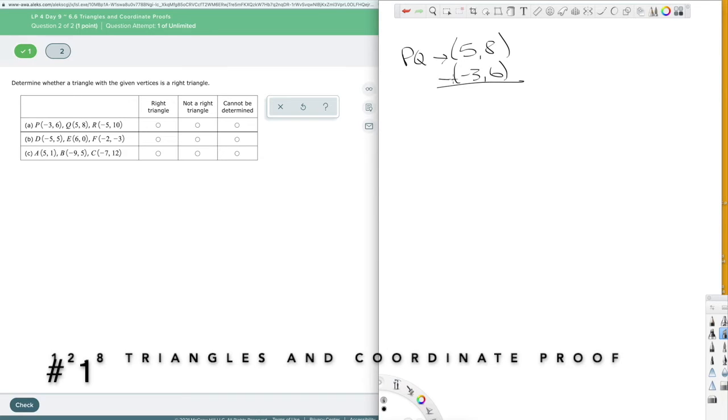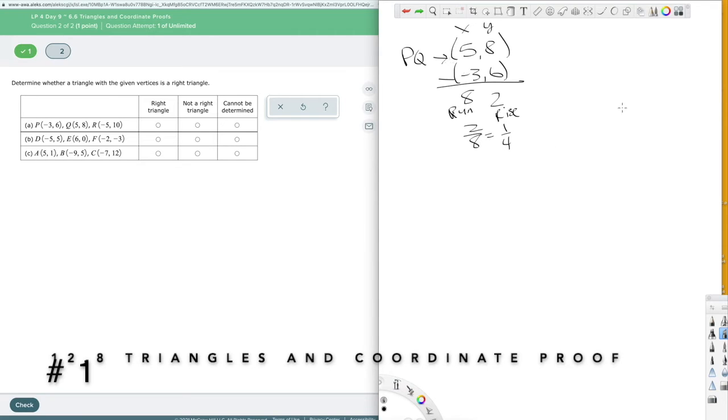So I have my x's and my y's, and I subtract straight down. So I have 8 minus 6, and that gives me 2. 5 minus -3, that's 2 negatives, so that's actually a plus. So that's 5 plus 3, which gives me 8. So now, remember, this is run because it's the x's, this is rise. So I'd have 2 over 8, which would reduce down to 1/4.